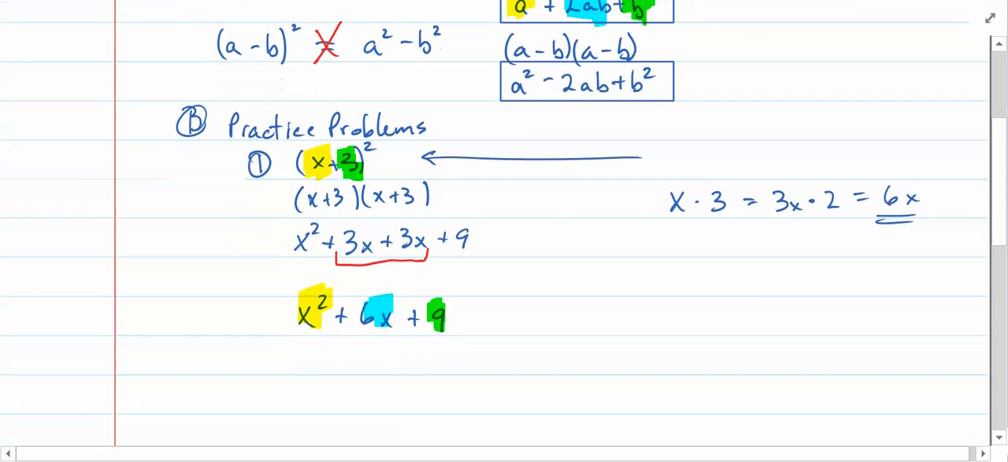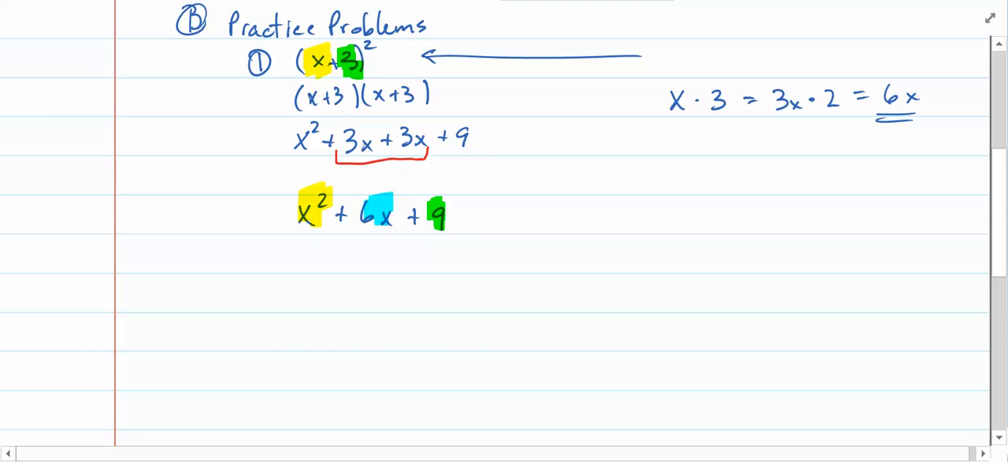So here's the solution to x plus 3 squared, and it does follow the pattern of a perfect square trinomial.